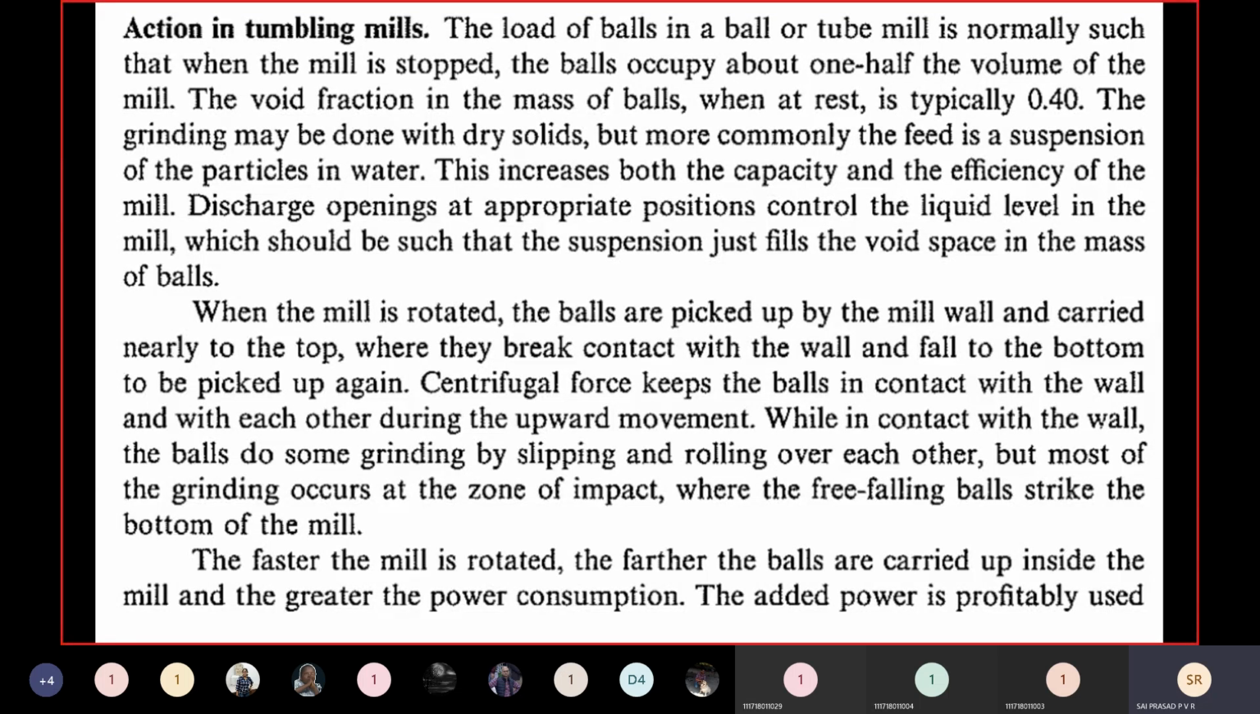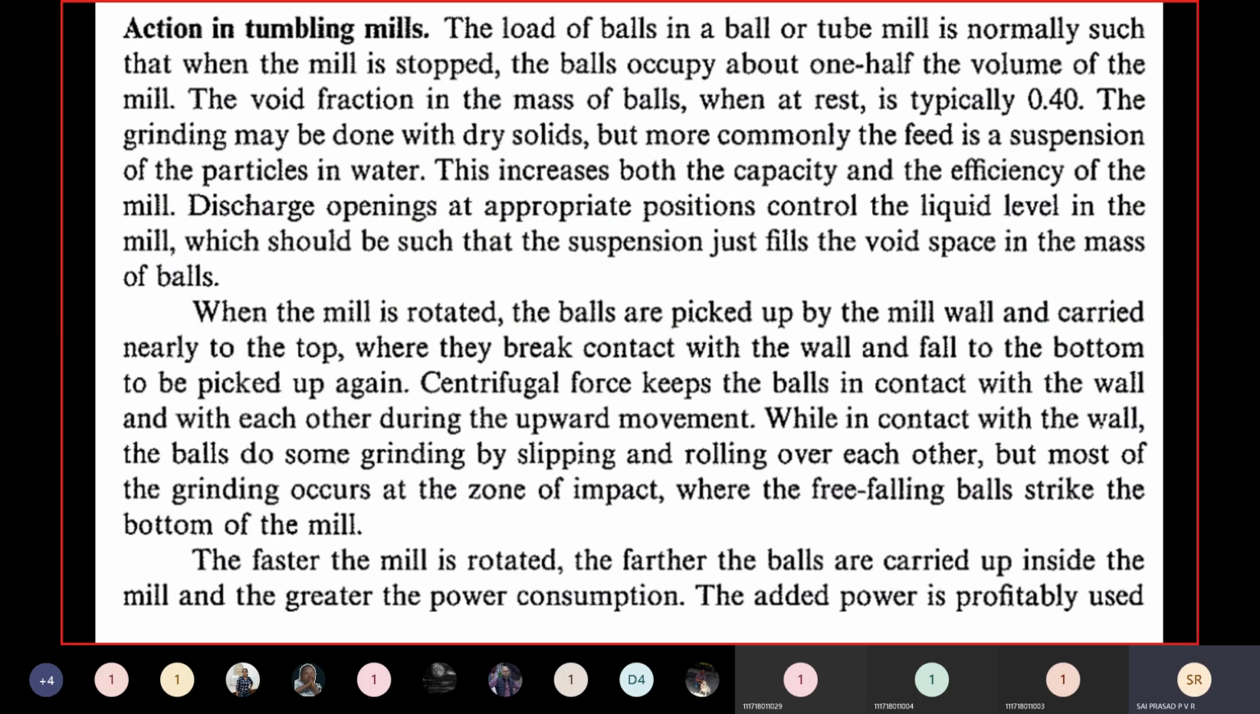Keeping this as a fact, if you go on adding water, then what will happen? The spherical grinding medium rises, first falls on the surface of the liquid, loses some amount of energy, then travels in the water and then strikes the particle. Again, there is a problem. So the loading of water is also very important.